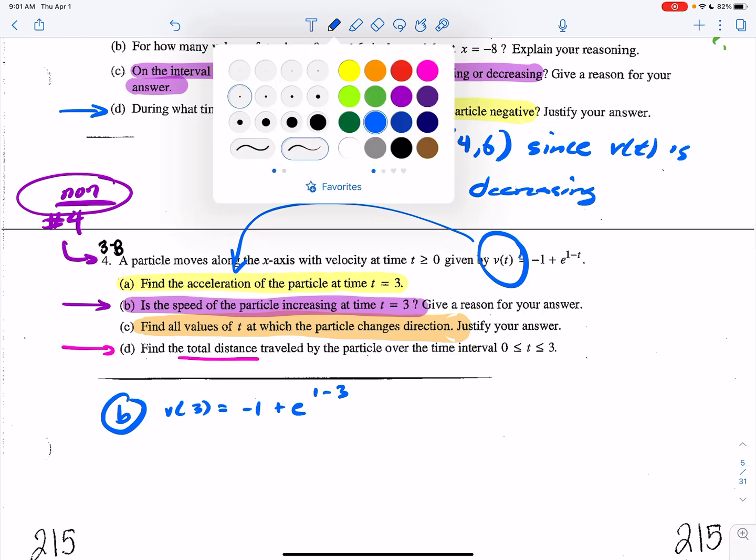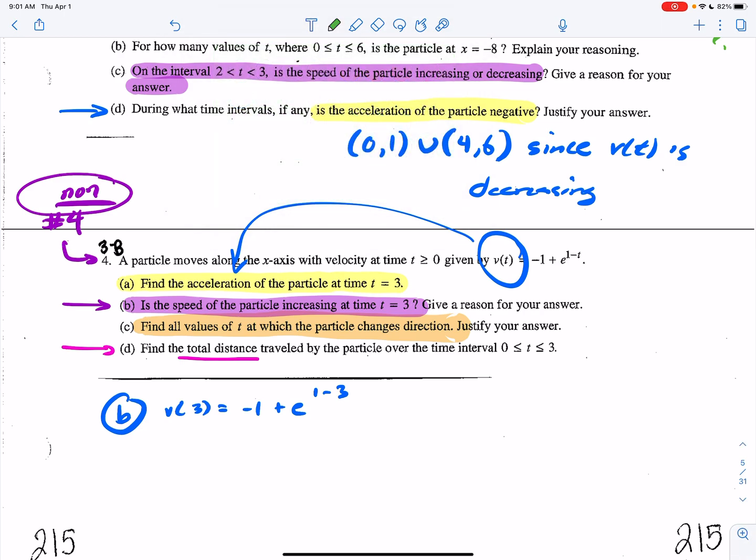And then I'm going to check the acceleration. Now, the acceleration is just the derivative, which is v prime of t. And you should have done this in part A already, so I'm going to move through this pretty quickly. You should have gotten e to the 1 minus t times -1. All right? So here, I'm going to find out what the acceleration is at time t equals 3. So when I plug this in, I'm going to get e to the 1 minus 3 times -1.